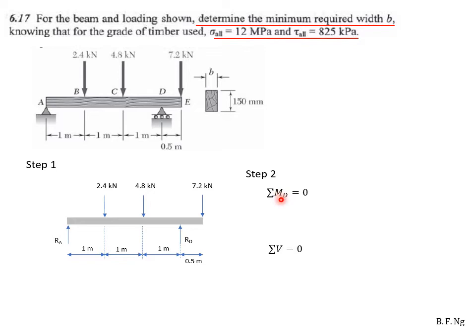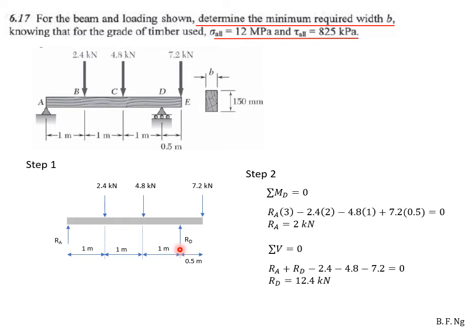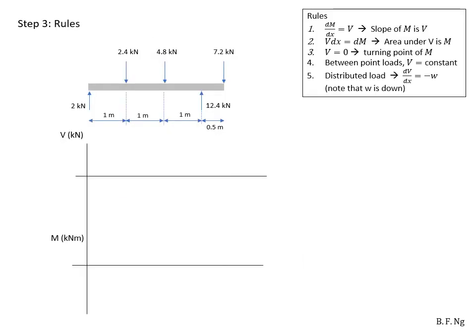In step 2, we try to find out what the reaction forces are. We take the summation of moments about D and we obtain RA equals 2 kilonewtons. We take a summation of shear forces to be 0 and we find that RD is 12.4 kilonewtons. In step 3, we will use the rules here to obtain the shear and the bending moment plots.